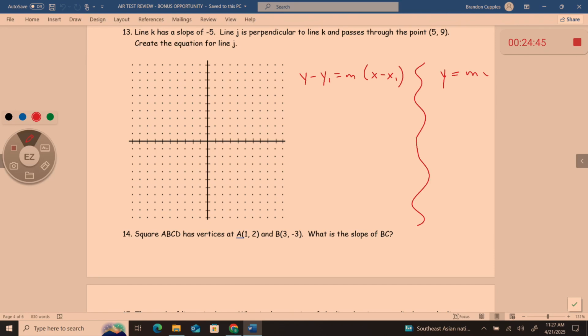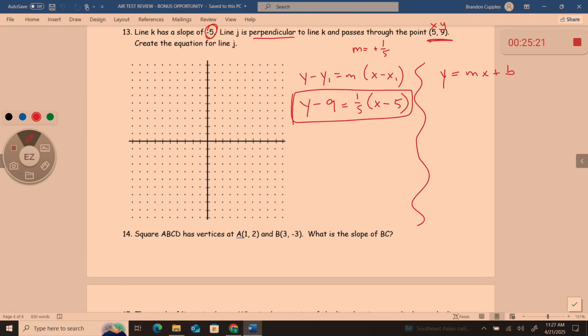So if we do this, line K has this slope. What's the perpendicular slope going to be? Our slope is going to have to be a positive 1/5, okay, the opposite reciprocal. So if I go ahead and plug in this point right here, (5, 9), remember this is your x and this is your y, y minus 9 equals 1/5 times x minus 5, okay? That would be a solution, okay? You could stop right there, be done, you don't have to go any further.